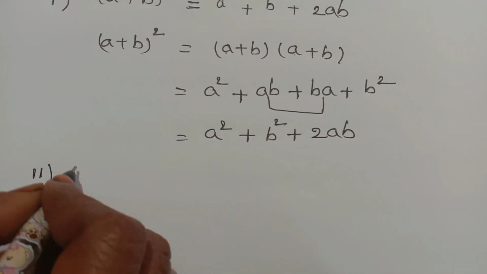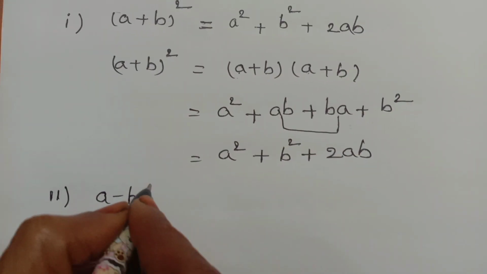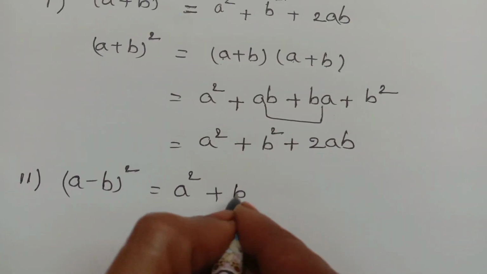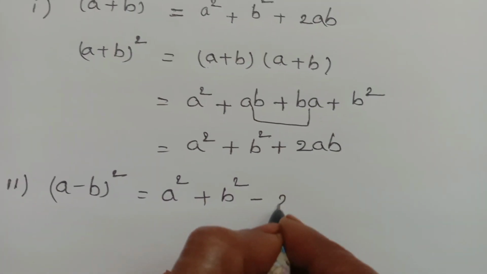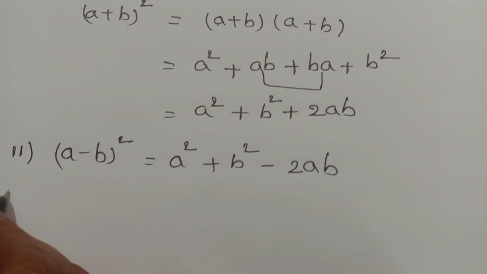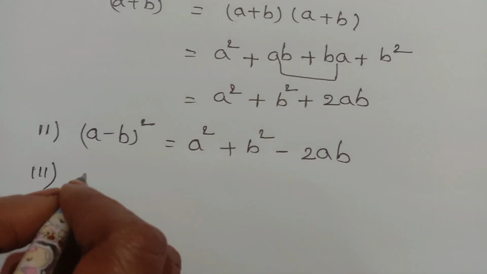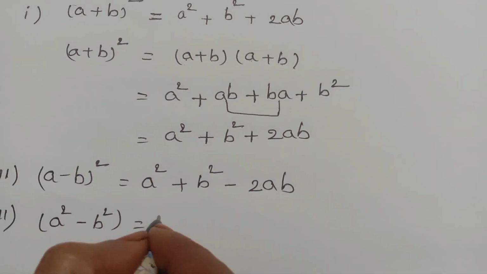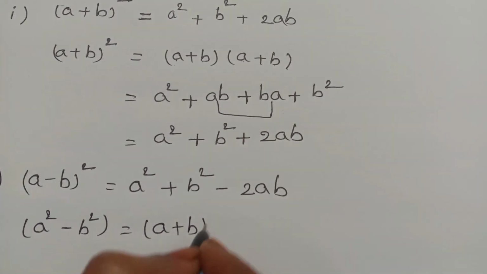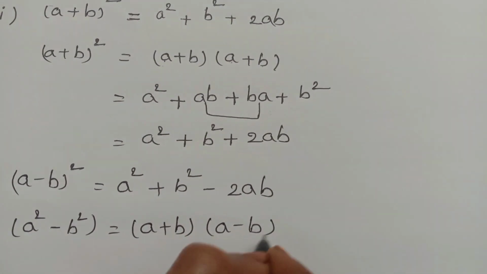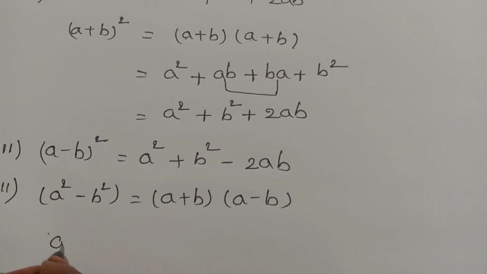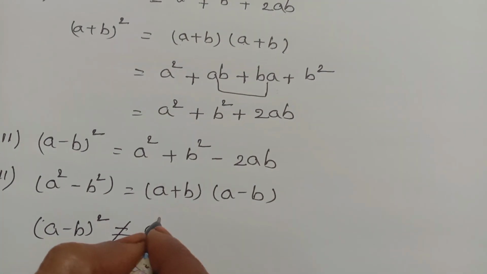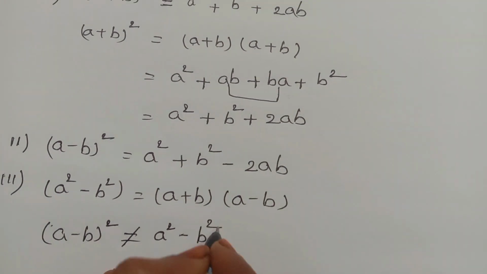Second algebraic identity: (a - b) whole square is equal to a square plus b square minus 2ab. Third identity: a square minus b square is equal to (a + b) into (a - b). Note, (a - b) whole square is not equal to a square minus b square.